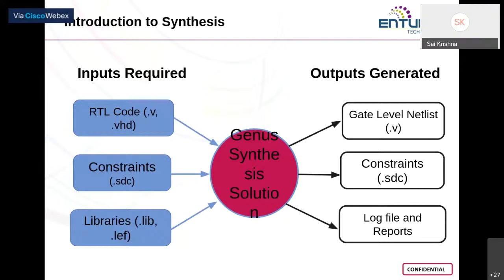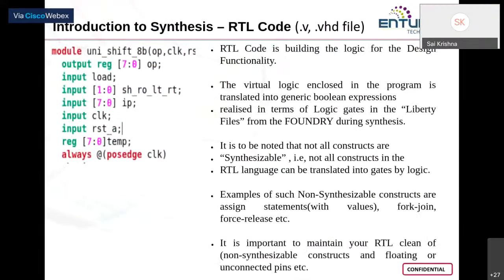So, next slide. Let's see what each file looks like visually. The first one is your RTL code. As I said, you can either write Verilog code or VHDL code, and accordingly you will be taking the extensions for your file name. A couple of important points that you have to keep in mind when you write RTL code and you want to synthesize it.